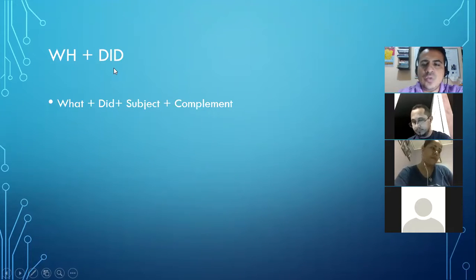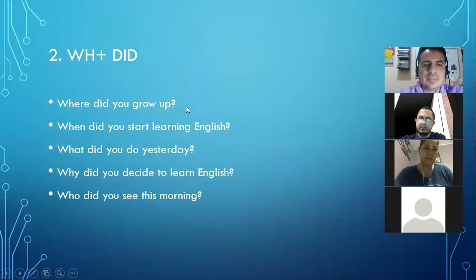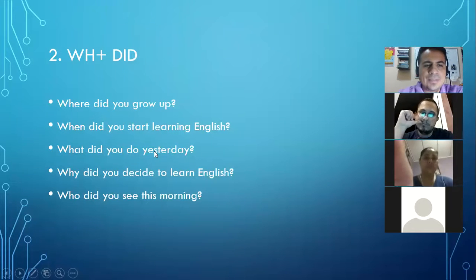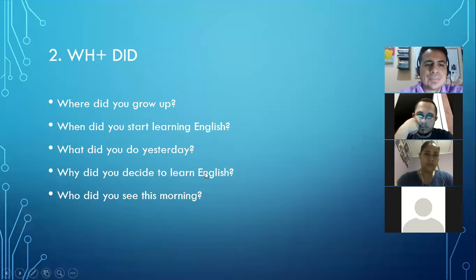Then we have WH with did. We use WH plus did plus subject plus complement. For example, where did you grow up? Where did you start learning English? I'm sorry, when? When did you start learning English? 2 years ago, in 2007, whatever you want to say. What did you do yesterday? Why did you decide to learn English? I wanted to learn English because I wanted to use it for my work. Who did you see this morning?